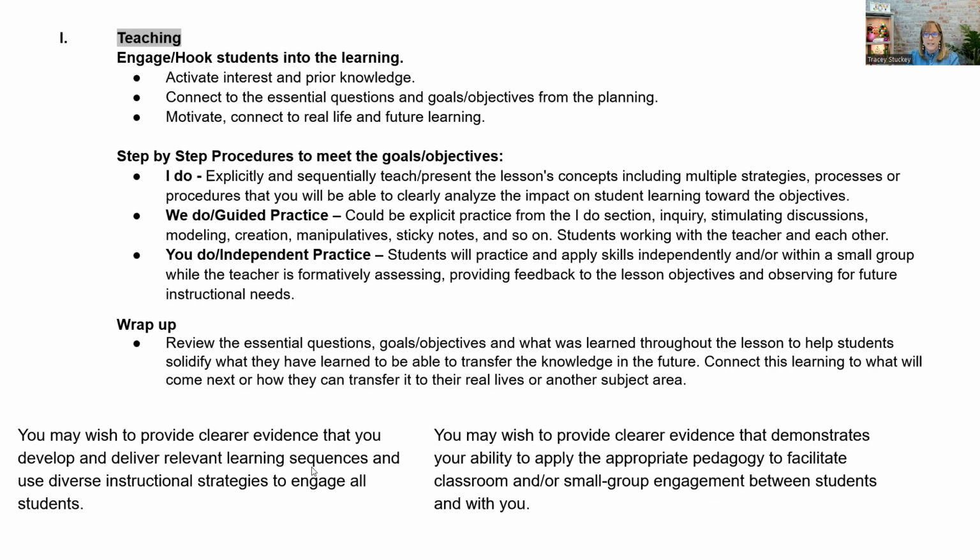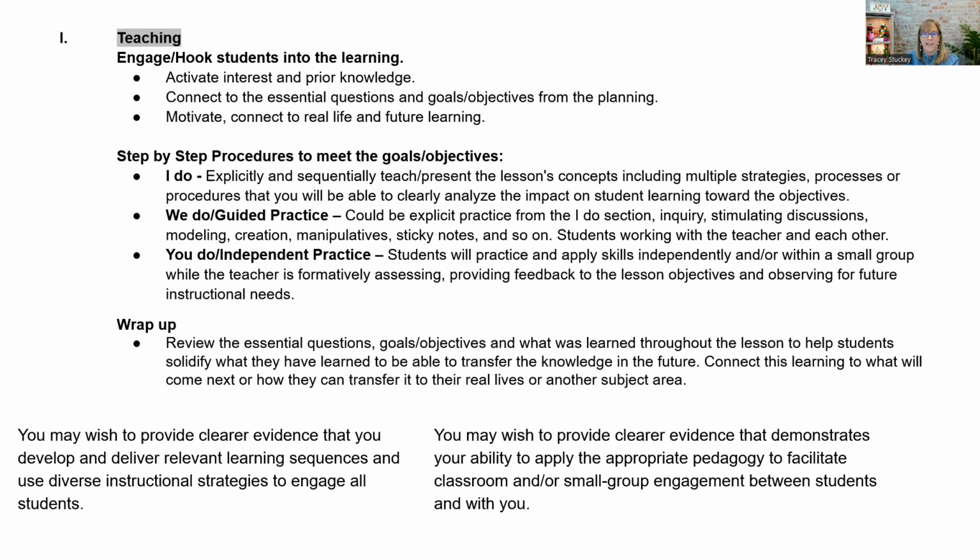When it comes to teaching, the one we just saw really kind of goes into this block. And these two provide clear evidence that you develop and deliver relevant learning sequences and use diverse instructional strategies to engage all students. So diverse strategies, if you fill this out for video 1, video 2, you fill this exact same thing out, the format's going to be different.